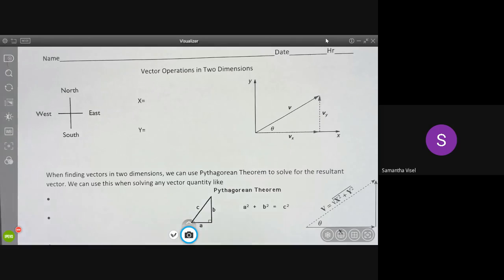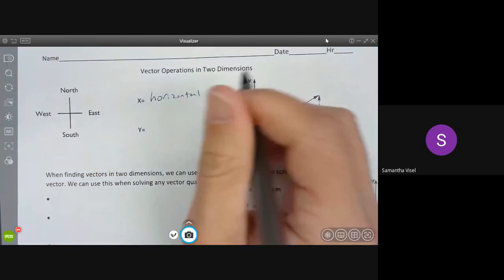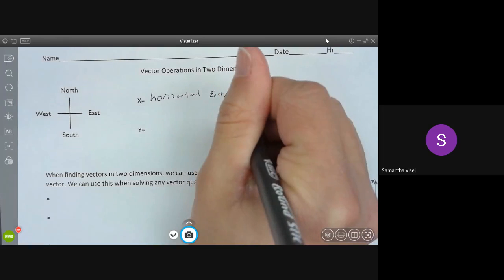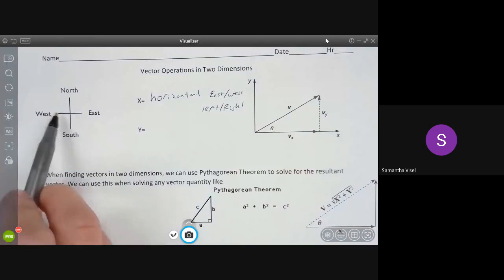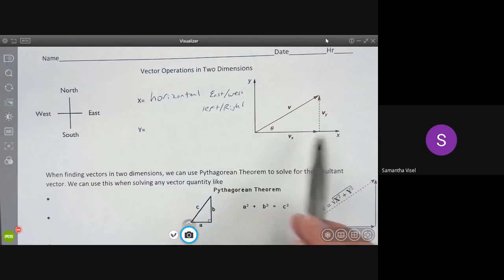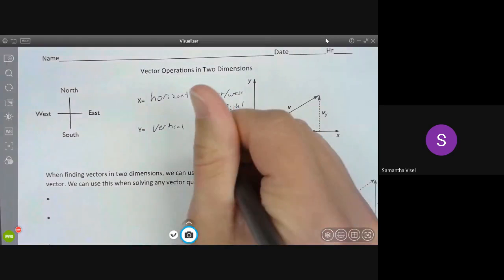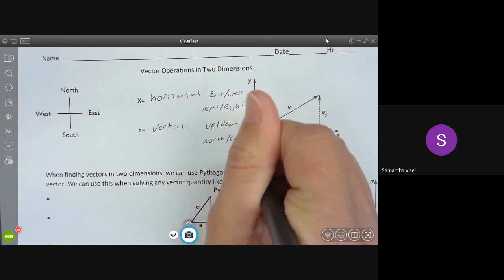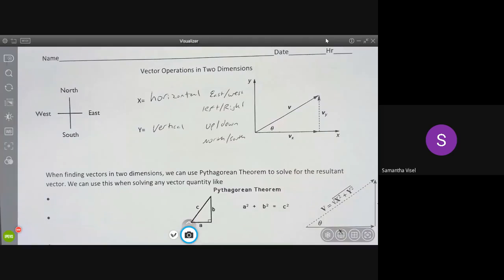So a quick refresher: x stands for horizontal. If we're describing horizontal motion, it could mean east or west, or left and right. So anything that would be around or on that x-axis. So back and forth, left, right, east, west. And then y is vertical, so that's up or down, north or south. So moving up and down, north and south in the y direction on our axes.